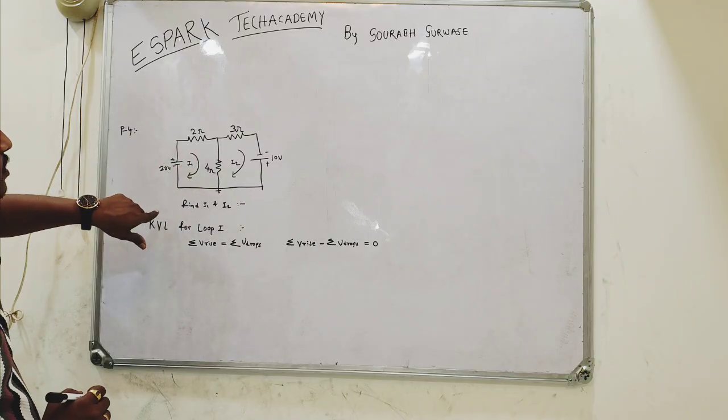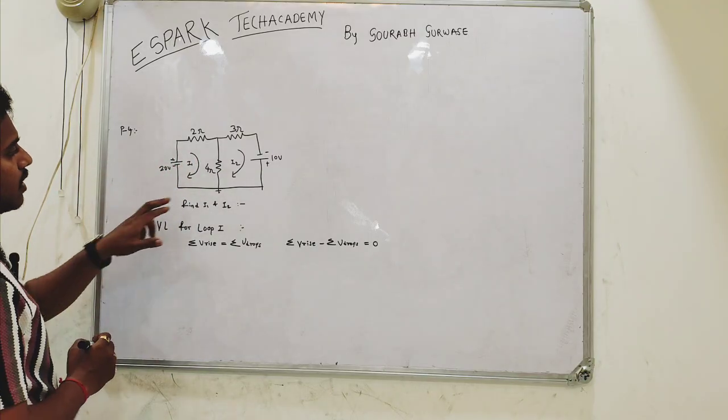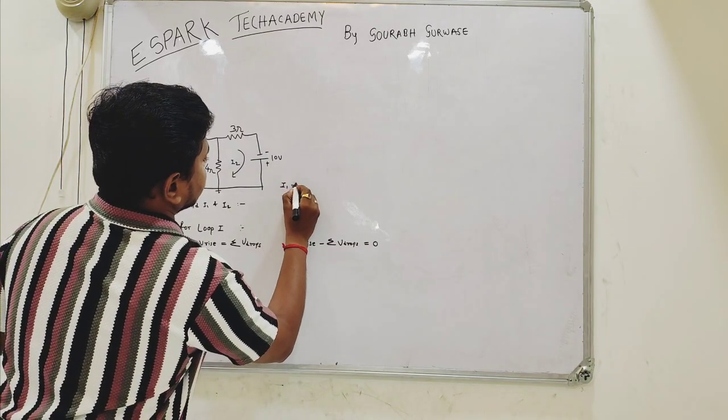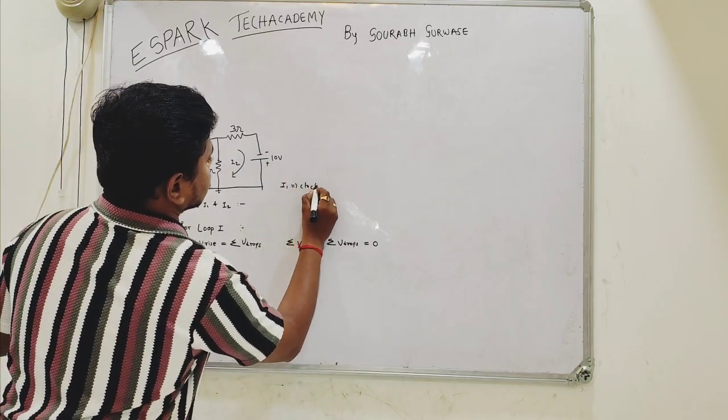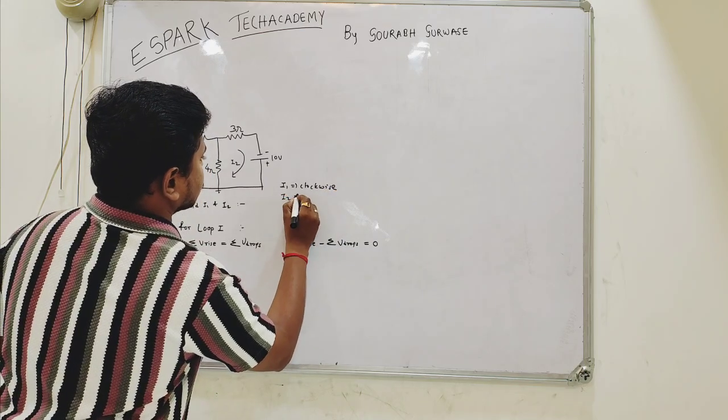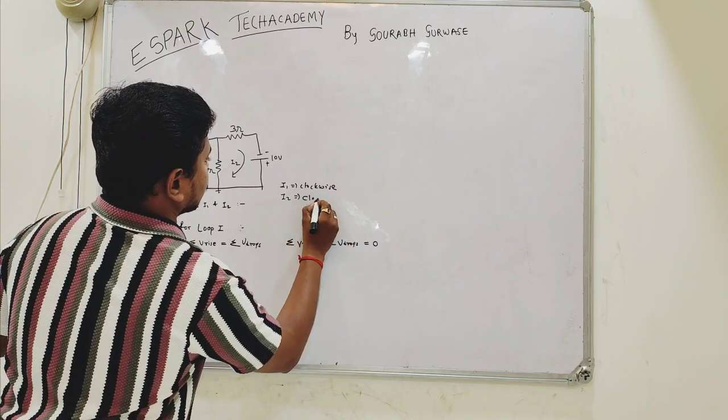Now for loop 1, the assumed current is in clockwise direction. I1 is clockwise and I2 is also clockwise. I will write here I1 is clockwise as well as I2 is also clockwise.